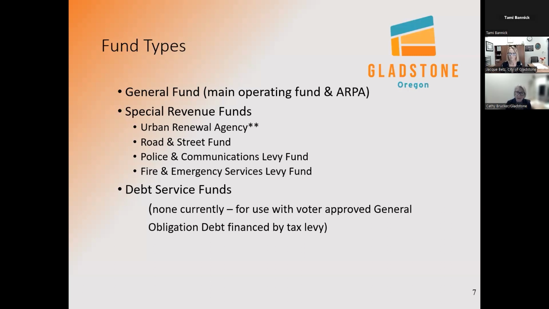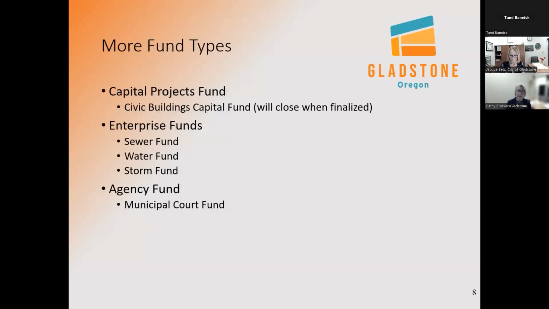We have debt service funds, but currently the city does not have any general obligation debt. So we do not have any that we're currently budgeting for. Next slide, please.